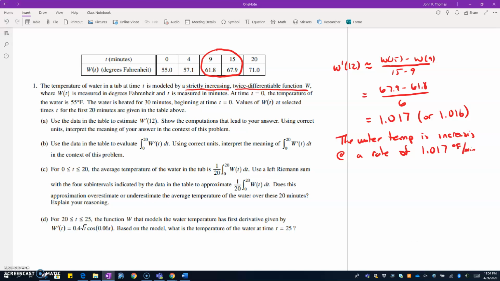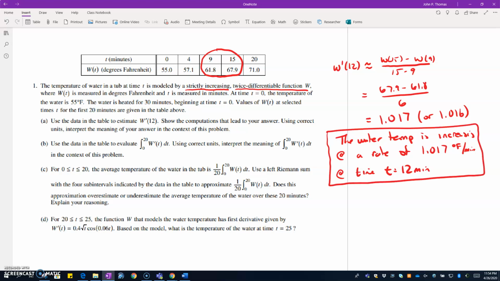All right, but then we also want to tell them when that happens. At time t equals 12 minutes. So we're telling them what we're finding, what we found, and when it's in effect.